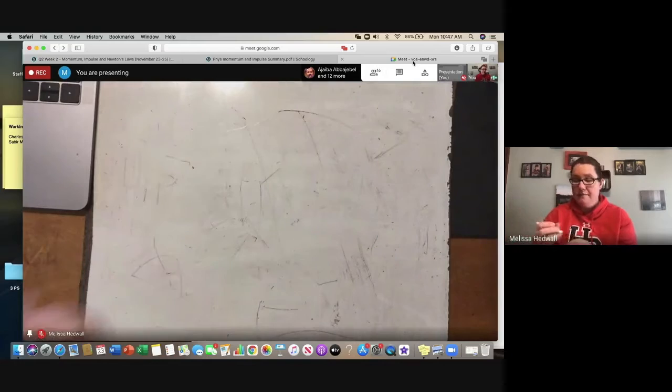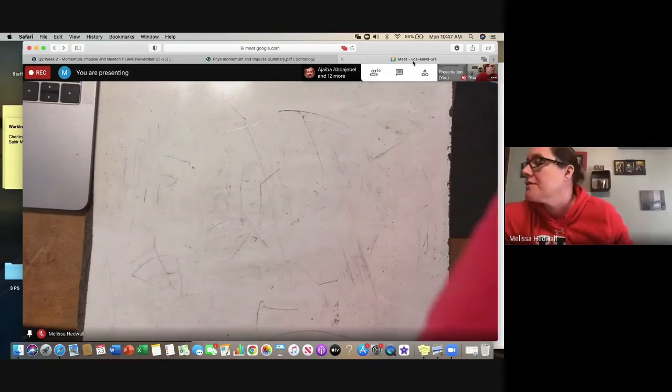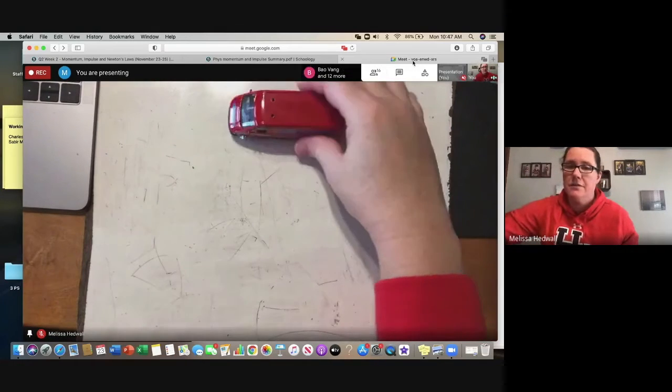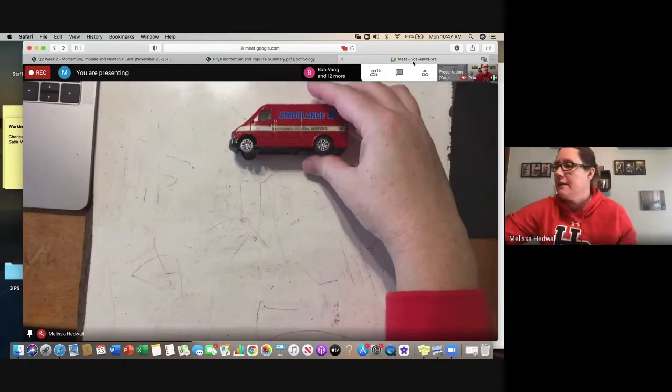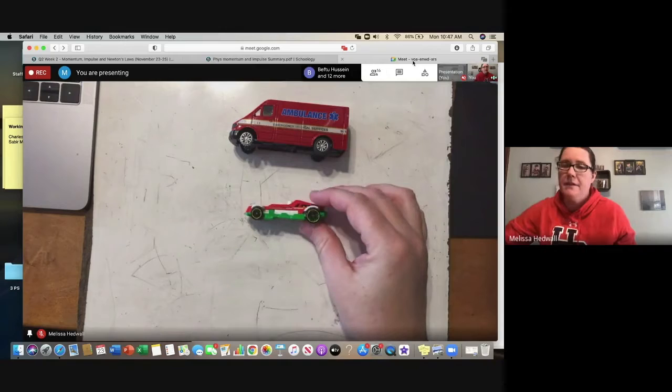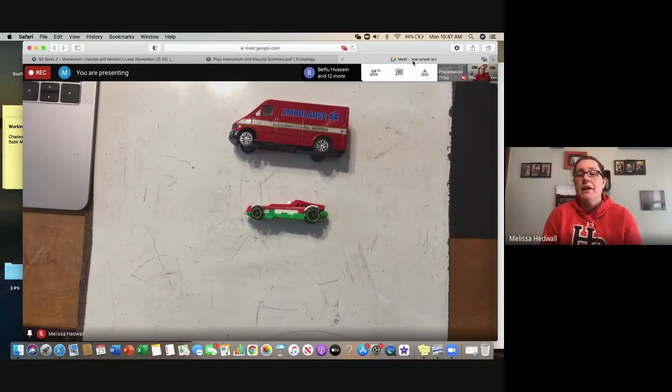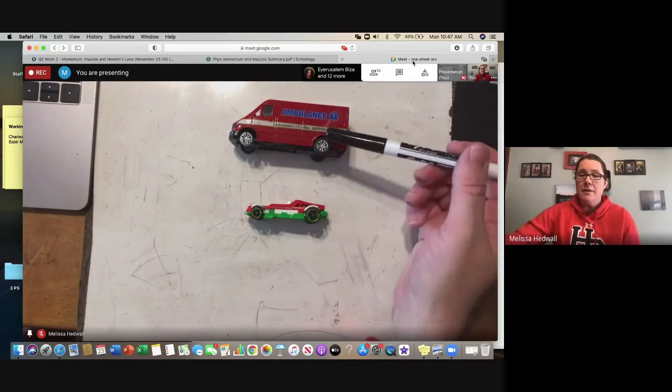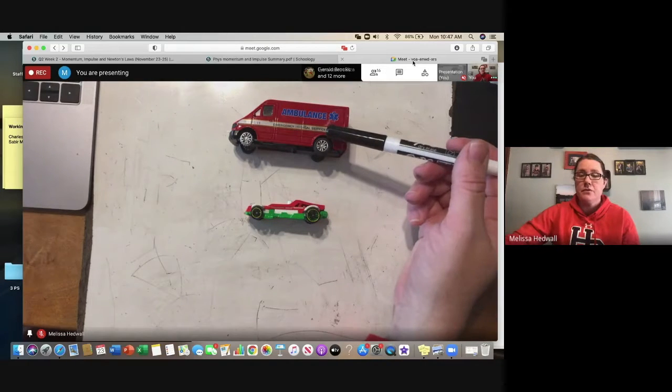So let's say I brought some cars down here. We have lots of cars at my house. We've got an ambulance. The ambulance is kind of big. And let's do a little race car here. Ambulance and a race car. Now, if we talk about just inertia, the ambulance has more mass, so it would have more inertia.